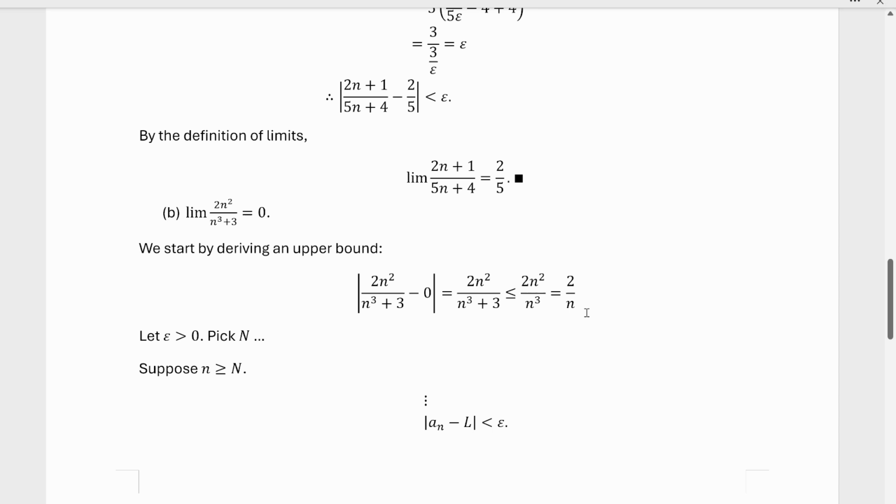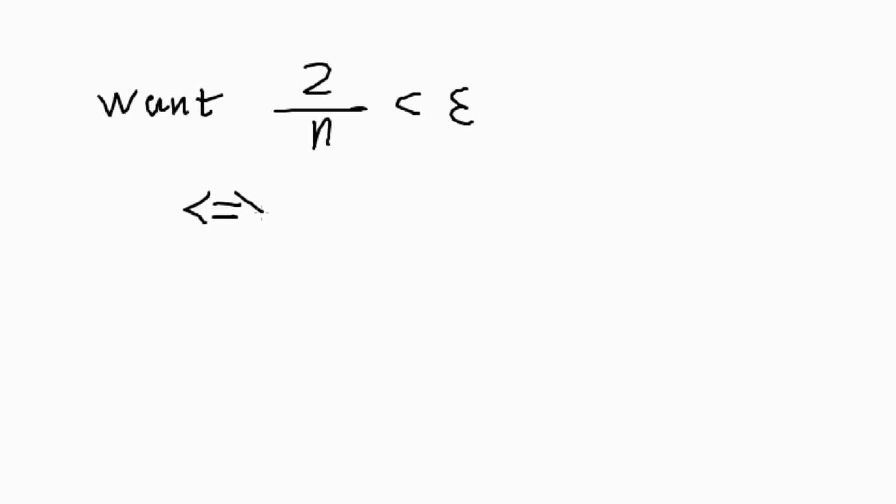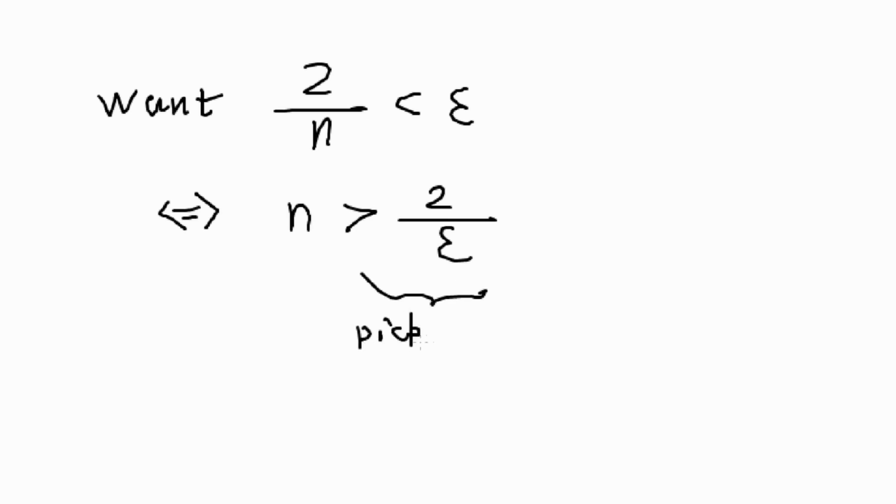Let's get back to the scrap paper. The upper bound is 2 over n. We want the upper bound to be less than epsilon. And this is extremely easy to solve, which is just n greater than 2 over epsilon. And this is basically the choice of big N. We just pick big N to be greater than 2 over epsilon.